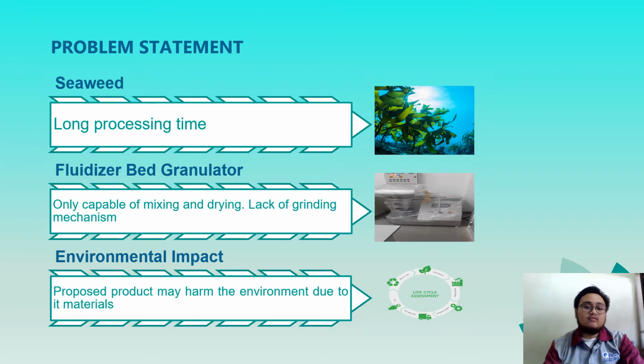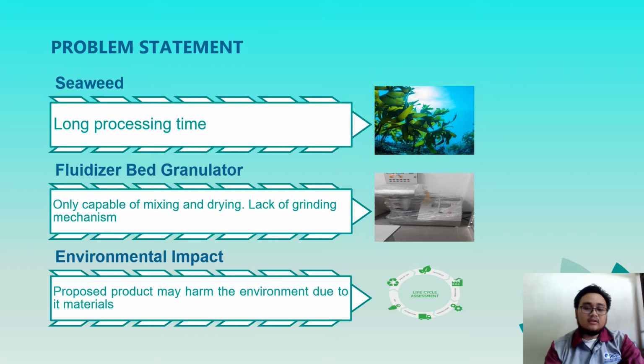The next one is the fluidizer bed granulator. The fluidizer bed granulator is only capable of mixing and drying. It lacks a grinding mechanism. The proposed product, the spin grind dryer, requires that the machine can spin, grind and dry. The main problem is the grinding, where all the machines in the market only have one or two criteria, whether it's drying or grinding, or drying and spinning.